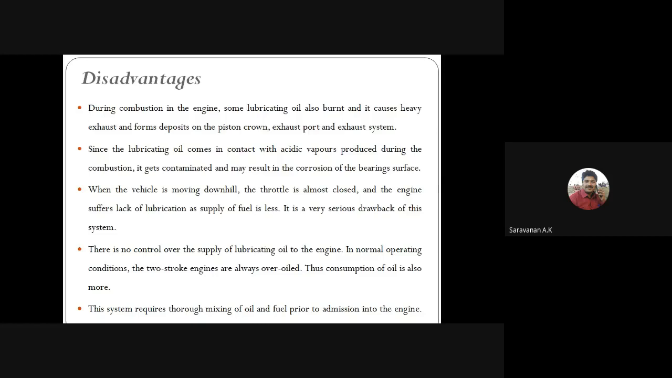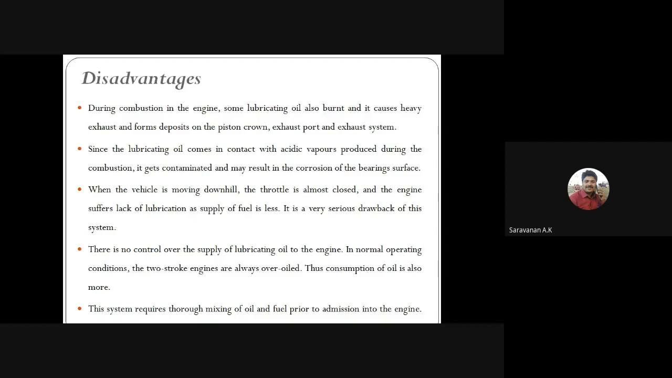During combustion in the engine, some lubricating oil also burns, because the lubricating oil is mixed with the air and fuel mixture. So it gives heavy exhaust or heavy emissions. It will also deposit on the piston crown.